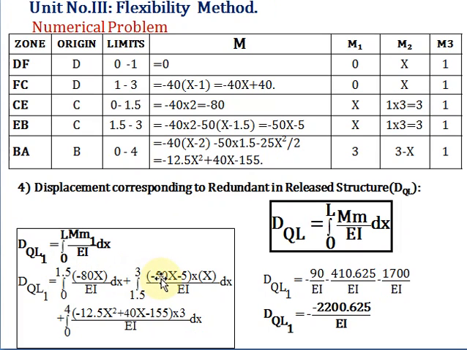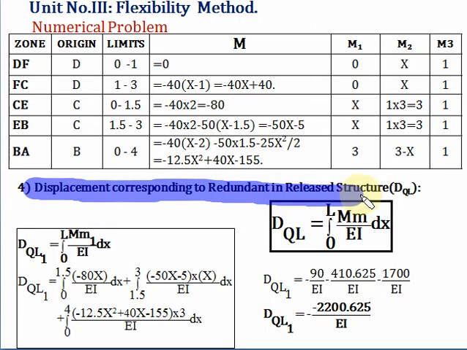Then we did the displacement analysis corresponding to redundant in the release structure, that is dQL. So dQL is equal to integration 0 to L, capital M into small m upon EI into dx. So this is the formula. Now for dQL1, instead of small m, you have to put m1, and do the calculation.